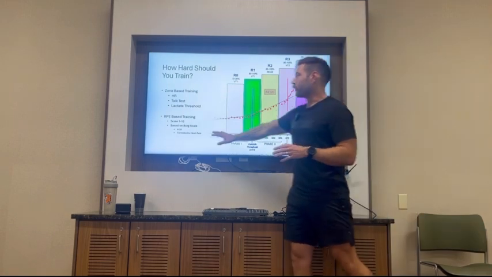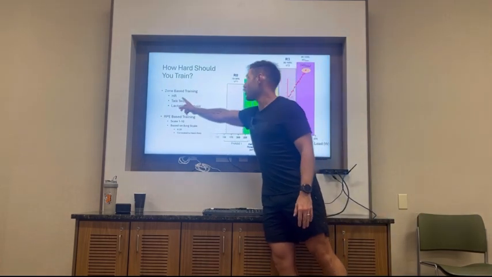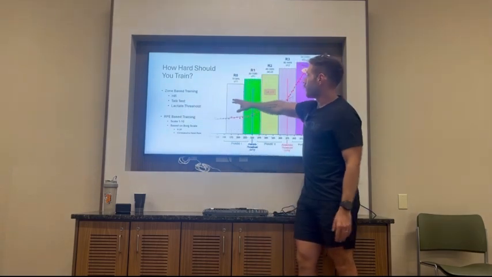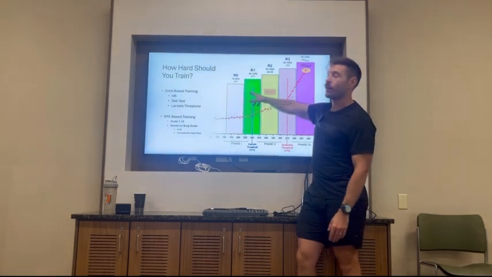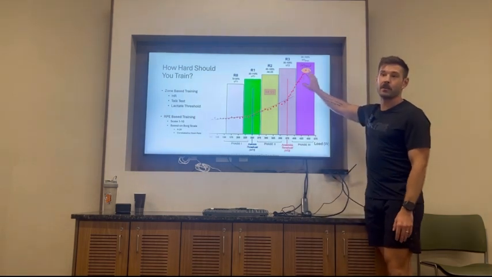Now, going back to it, I'm really a fan of RPE-based training because of all the factors that can change what's going on in here. So going back to it, this should be a 3 to 5 out of 10 difficulty, 5 out of 10, 7 out of 10, 8 out of 10, and then obviously your VO2 max being 10 out of 10.